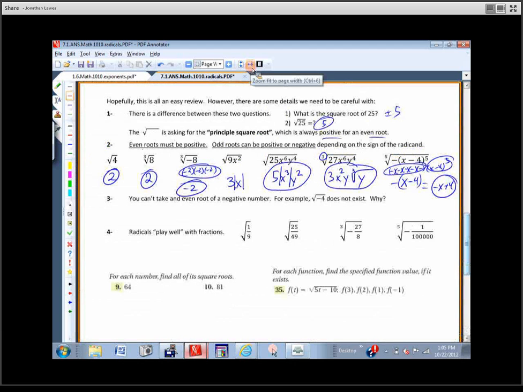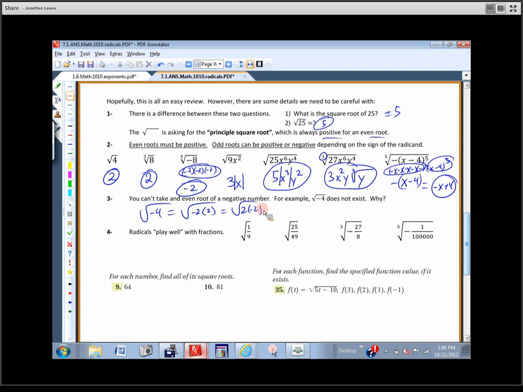Okay. Another key point when working with radicals, you can't take the even root of a negative number. We've talked about this several times already this year. Why can't you find the square root of negative 4? Because when you try to factor it, you'll have to get negative 2, 2. That never works. Negative 2 or 2, or 2 and negative 2. They have to be exactly the same factor.